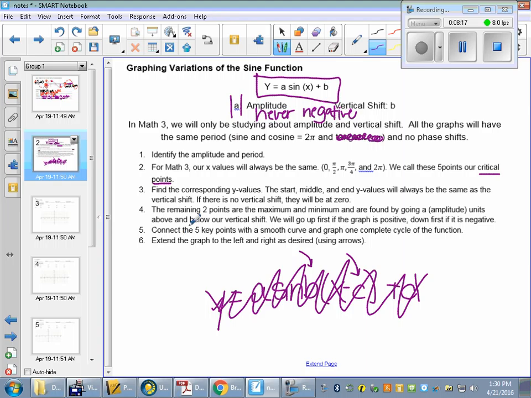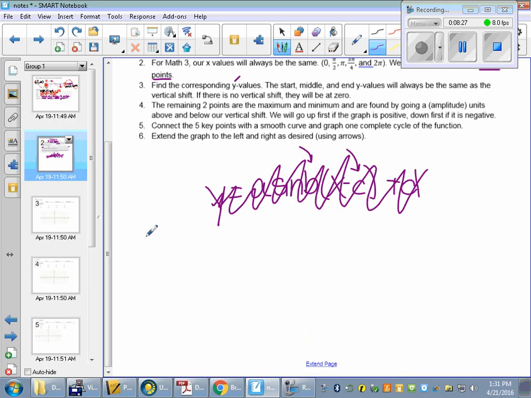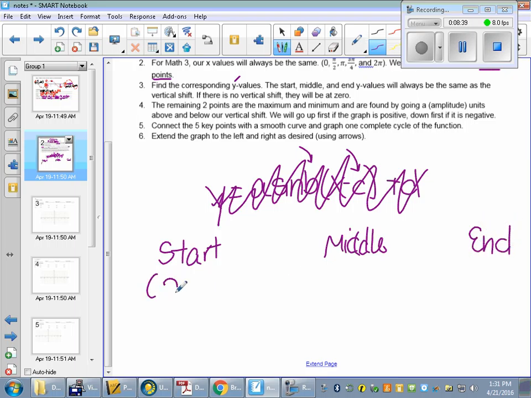Then we need to find the y values that go along with those x values. So the start, middle, and end. When we're writing out our points, we're going to have 5 things: our start, our middle, and our end. The start, middle, and end y value. So the starting x value is 0. The middle one is pi. And the ending x value is 2 pi. The y values here for start, middle, and end will always be the same.